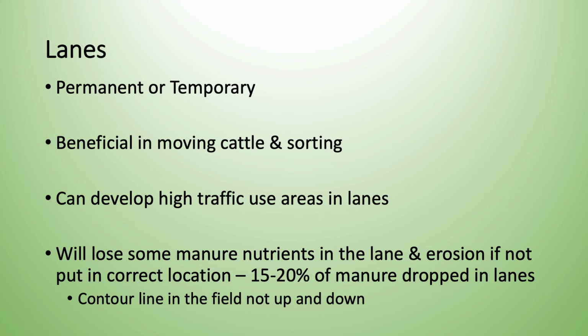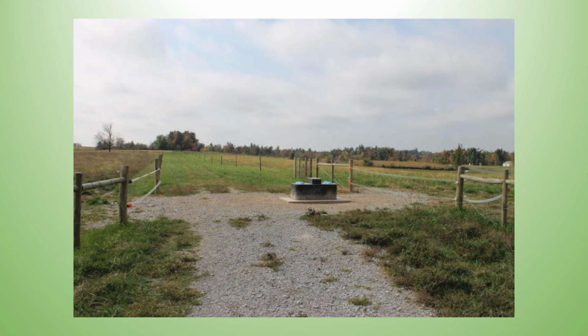Recognizing that we're going to lose some manure nutrients on the lane and erosion if we don't do it correctly. So think about where we put those. This is an example, and I think it's a farm in western Kentucky, but I don't remember exactly where it was. But here's an example of a lane.